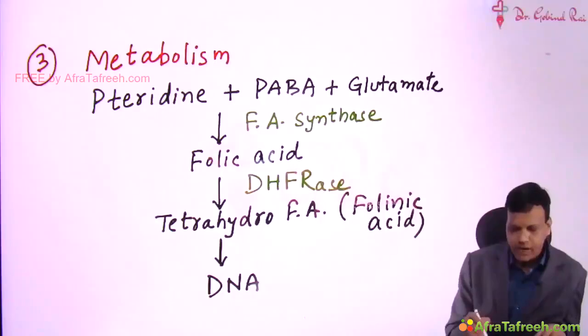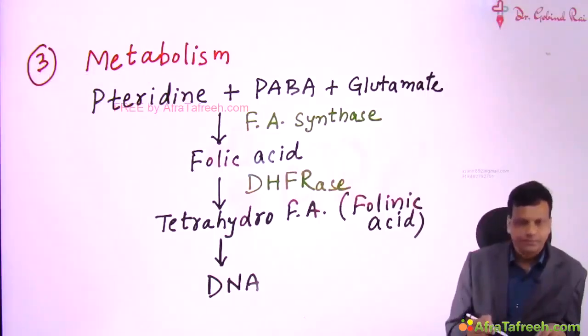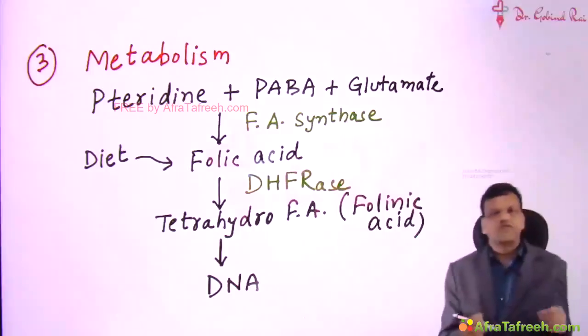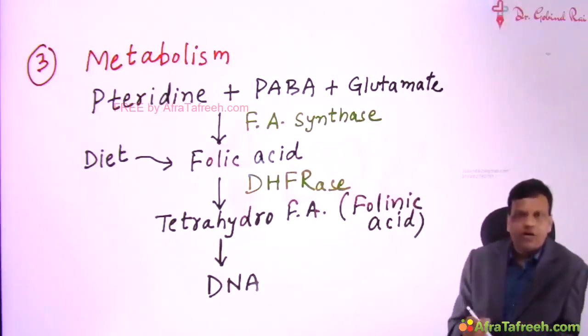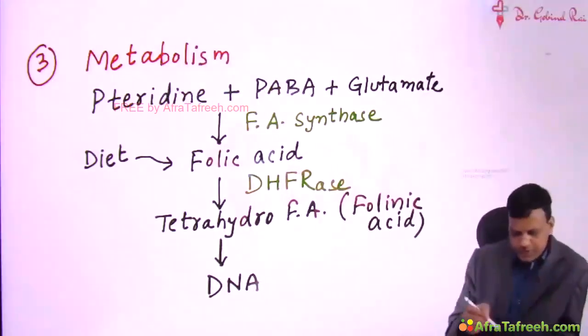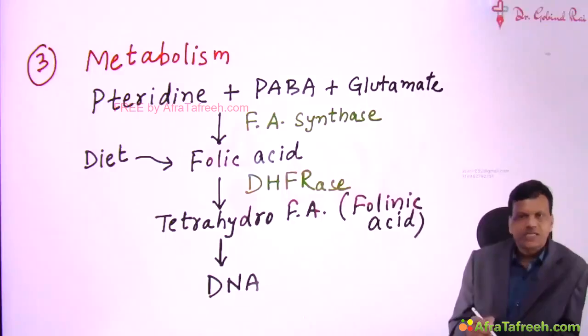So pteridine, PABA and glutamate combine together to form dihydrofolic acid. Dihydrofolic acid is converted to the active form tetrahydrofolic acid, which helps in formation of DNA. Now dihydrofolic acid is taken in diet, whereas tetrahydrofolic acid is the active component of folic acid. If we inhibit this pathway, DNA cannot be synthesized. And if DNA is not synthesized, bacteria will not be able to grow.